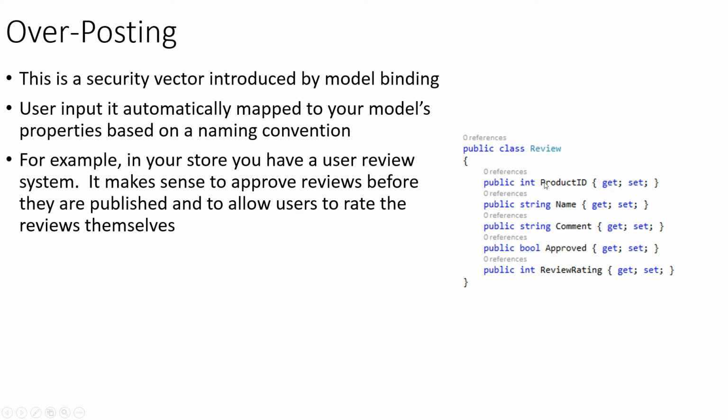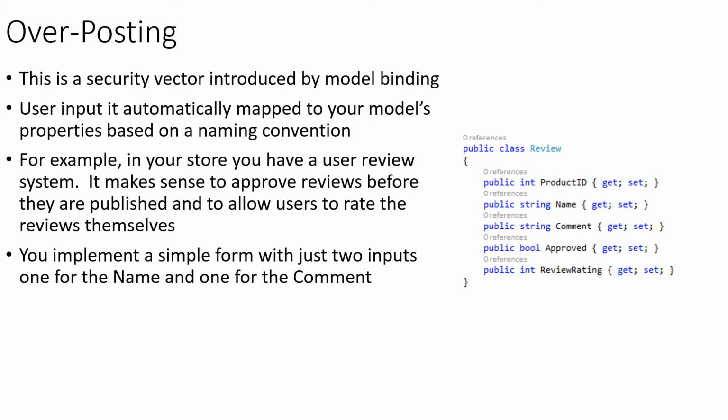So if we have a user review system with product ID, name, comment, approved, and review rating, you might want someone to approve a review before it's posted, which makes sense. You build a form with this as your model, and your scaffolding by default puts an editor for each of these things: name, comment, approved, and review rating. And you think, right, I don't want approved to be something the user can edit, so you just delete that form element from the form, and you say, excellent, they can't edit it.